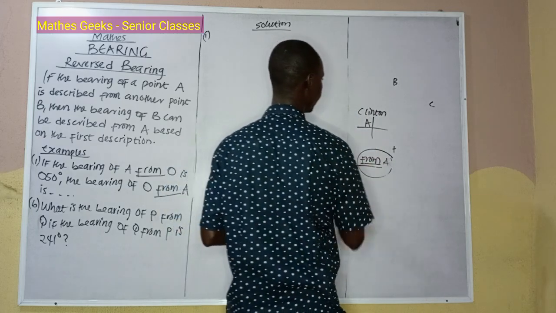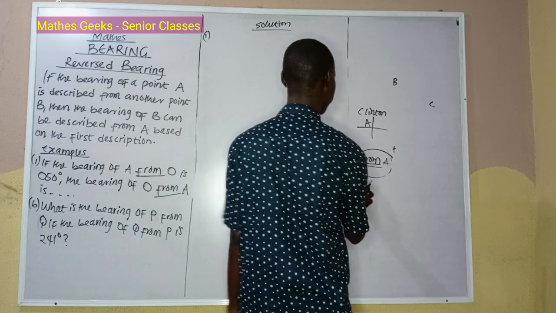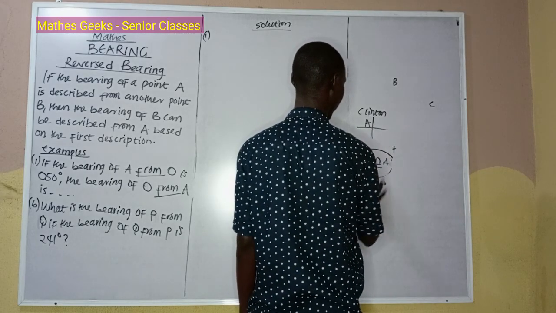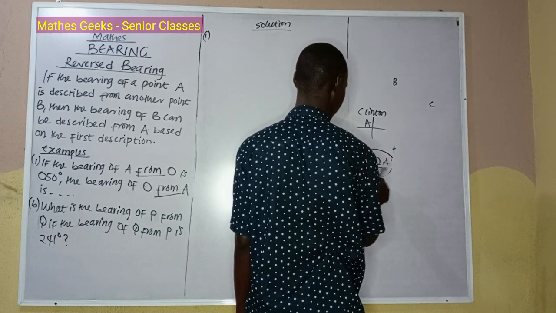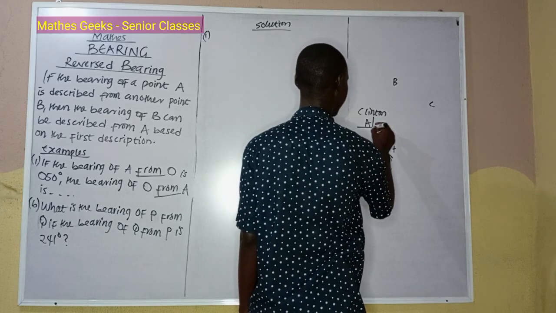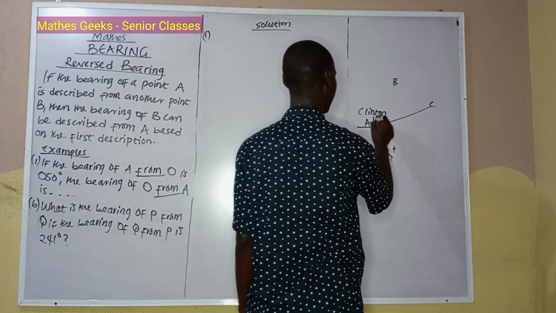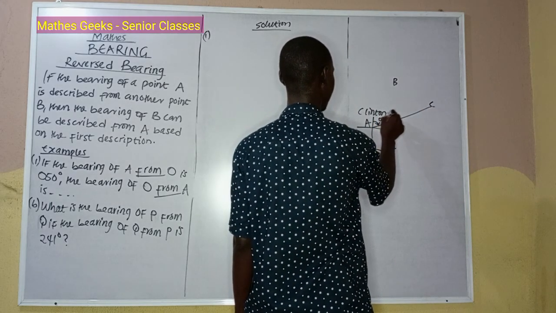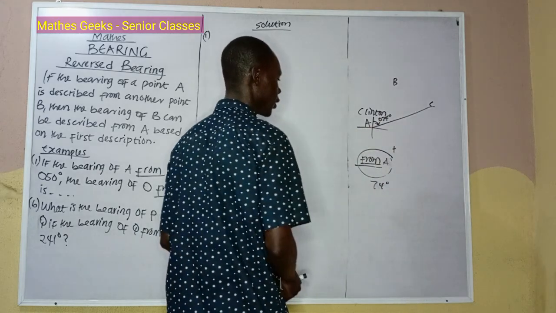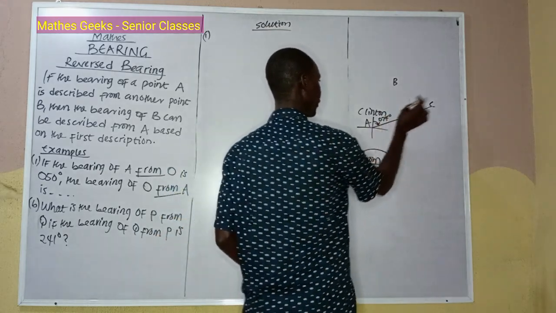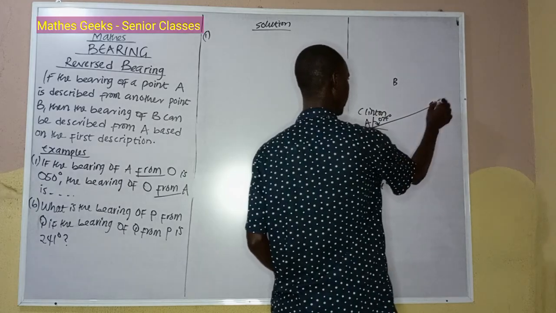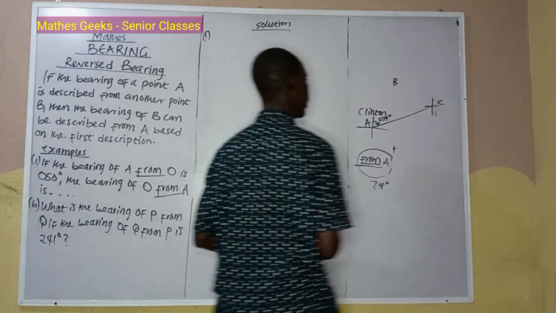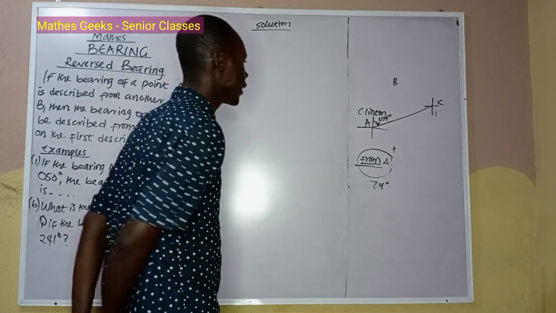So from A, let's say it's more than 36 degrees, so let's say 74 degrees. So from A, let's say 74 to meet C. From north to south, it is either 74 degrees or in compass bearing 74 degrees. So it's still the same thing. So you see that the bearing of C from A is 74 degrees, and then at C you put your cardinal point. So the bearing of A from C is 74 degrees.